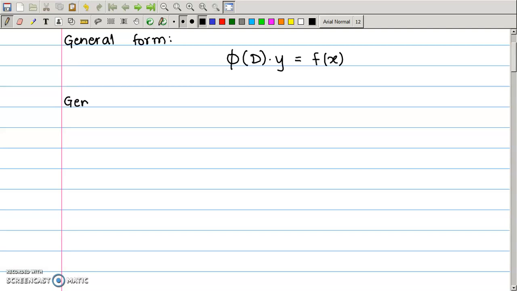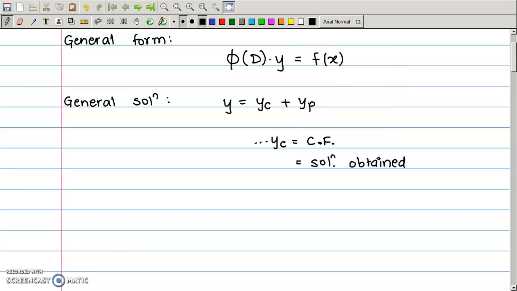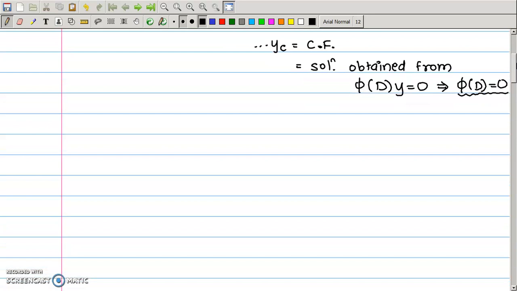Therefore, general solution of non-homogeneous differential equation is obtained by calculating two parts. First one is complementary function, we call it CF, and it is the solution obtained from homogeneous part of the differential equation, that is phi of D into y equal to 0. That is solution obtained from auxiliary equation phi of D equal to 0. So for calculating complementary function, we use the table that we have evaluated in the previous lecture.